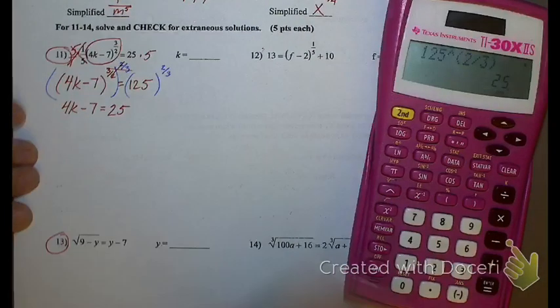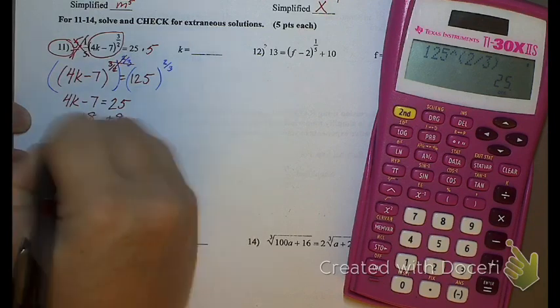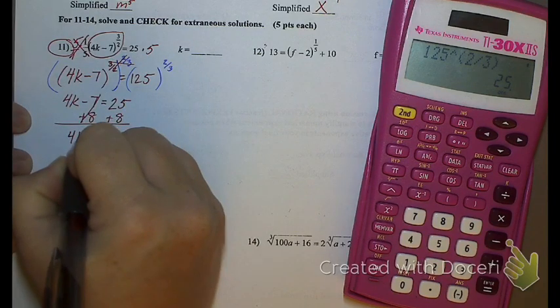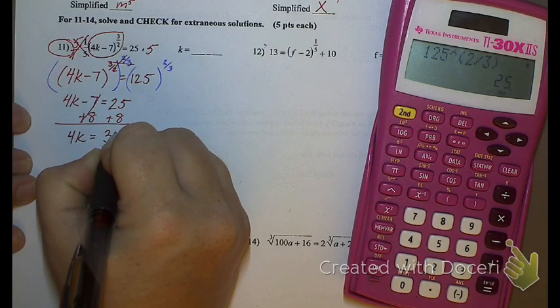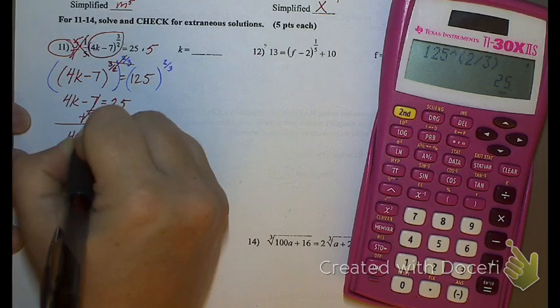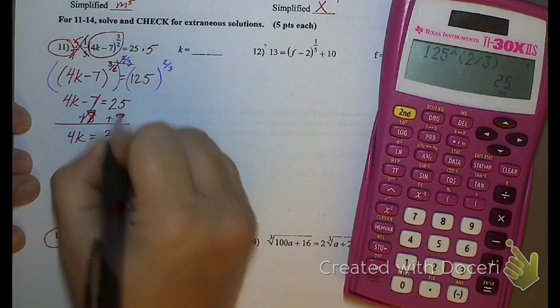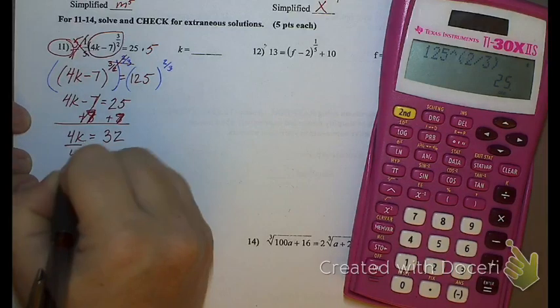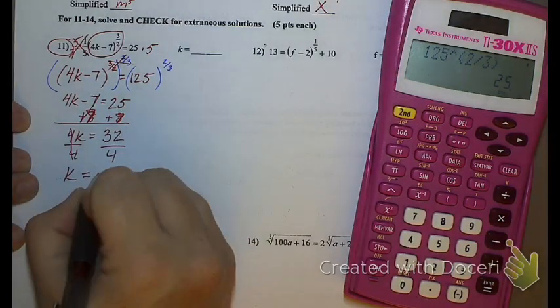Okay? All right, what do I do here? This should be pretty quick. Add 8. 4k equals, did I do something wrong there? Why did I write 8? Oh, Monday mornings. Okay, that gives me 32. That's a little better. So k equals, what's 32 divided by 4?